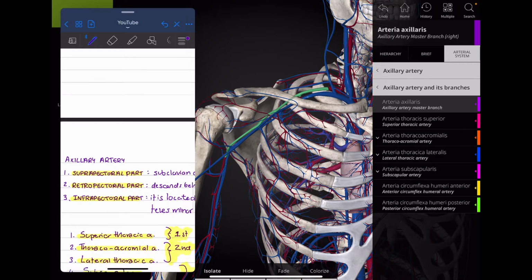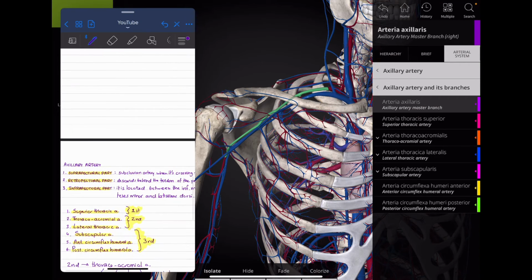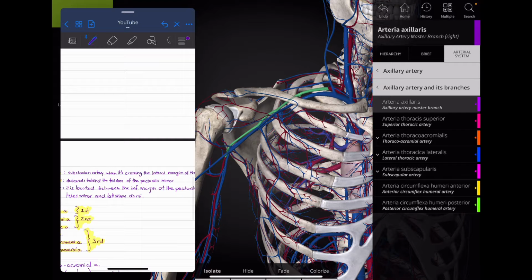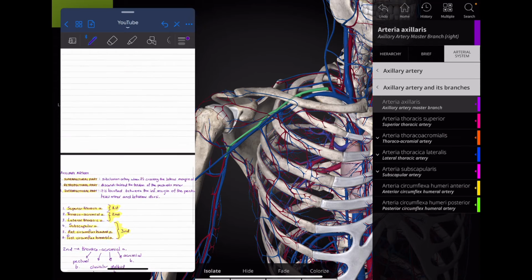Then the retropectoral part occurs when it descends behind the tendon of the pectoralis minor. Now, out of interest, what's the origin and insertion of the pectoralis minor? It originates from the coracoid process and it inserts into the third, fourth, and fifth rib. So bear that in mind. Okay, so the retropectoral part descends behind the tendon of the pectoralis minor.